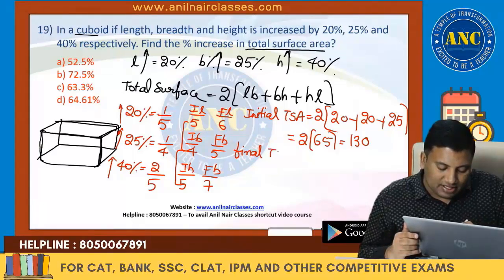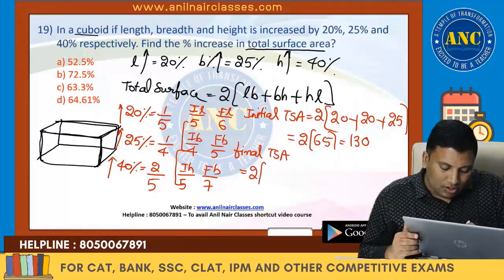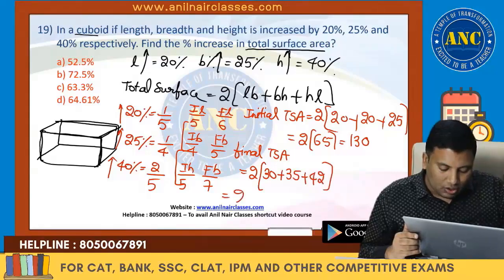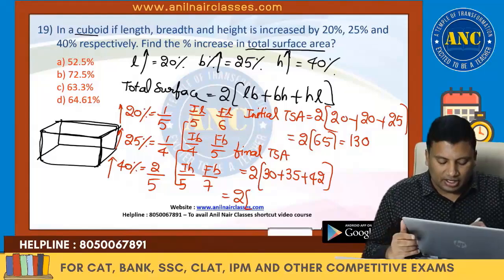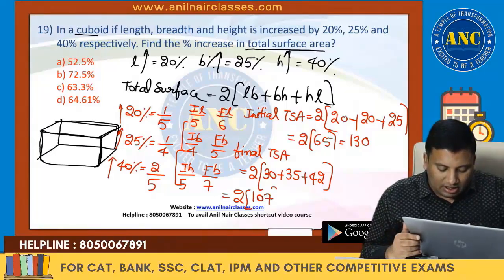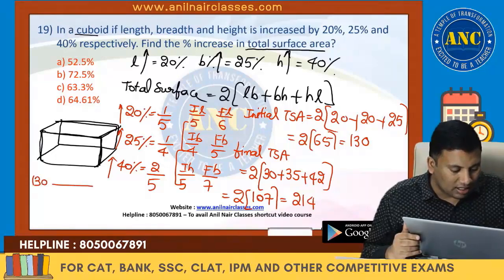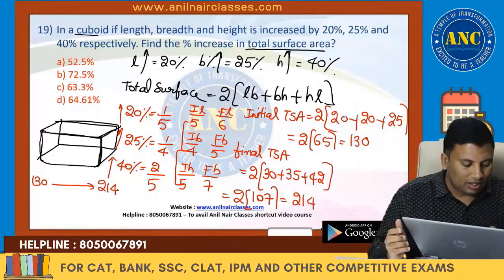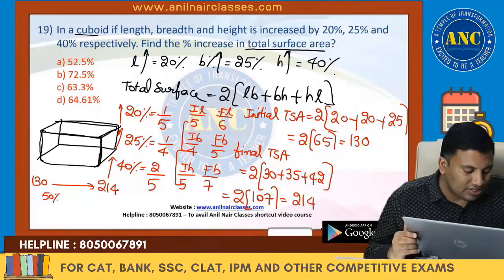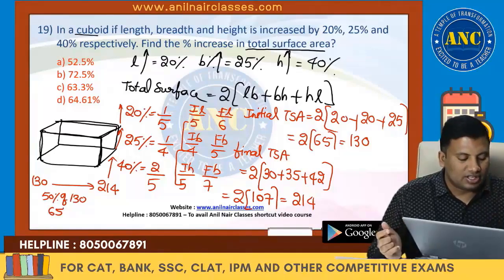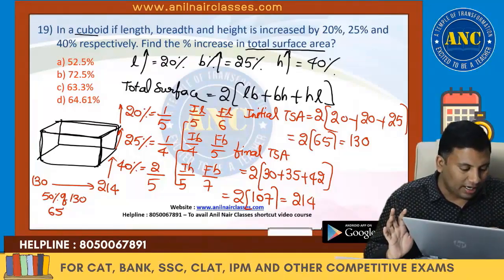Final total surface area: 2 into 6 5s are 30, 7 5s are 35, 7 6s are 42. These 2 into 65 plus 102, 107. That is nothing but 214. Initial value is 130. Final value is 214. Now if you observe, 50% of 130 is half. 130 plus 65, 195.